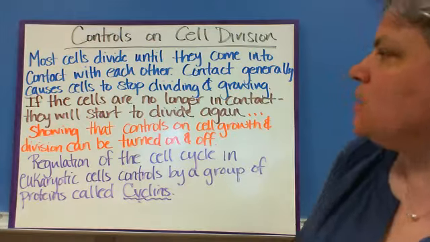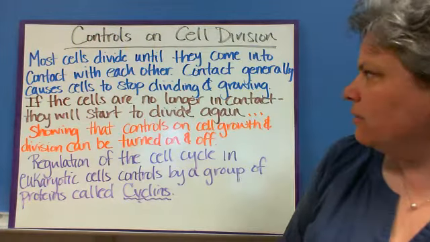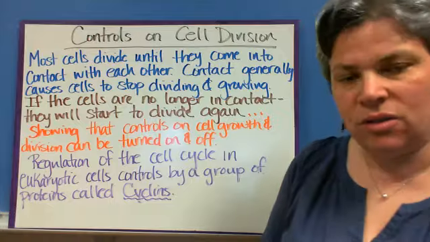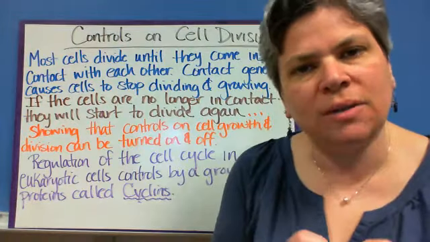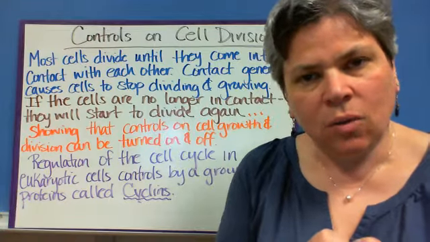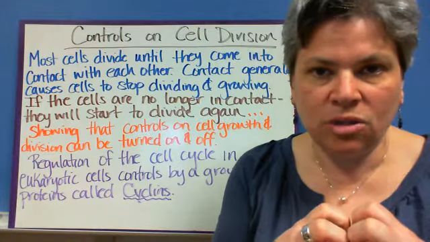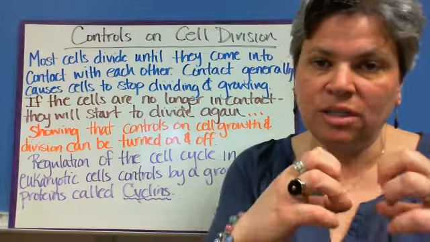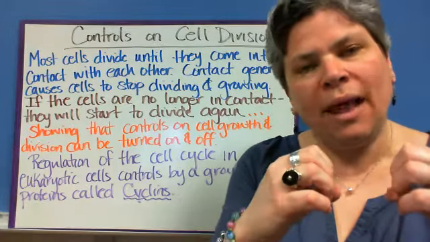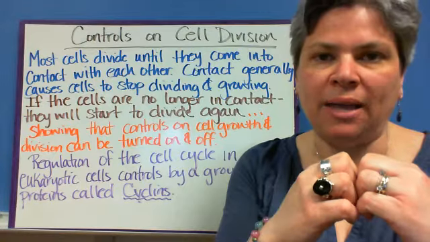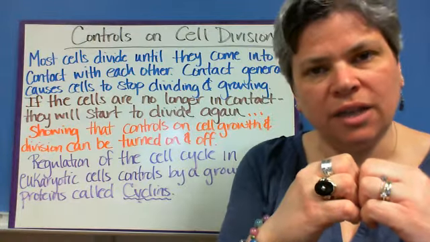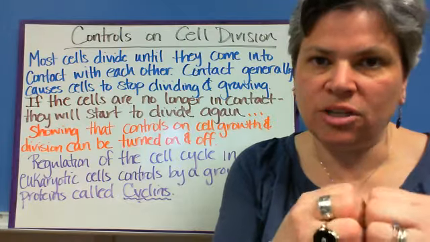Most cells divide until they come into contact with each other. Contact generally causes cells to stop dividing and growing. So what do we mean by that, and what would cause them to no longer be touching? Well, if somehow cells got damaged or some event took place that actually separated them, there will be division that takes place to fill that space back in. And once they start touching again, then that division stops.